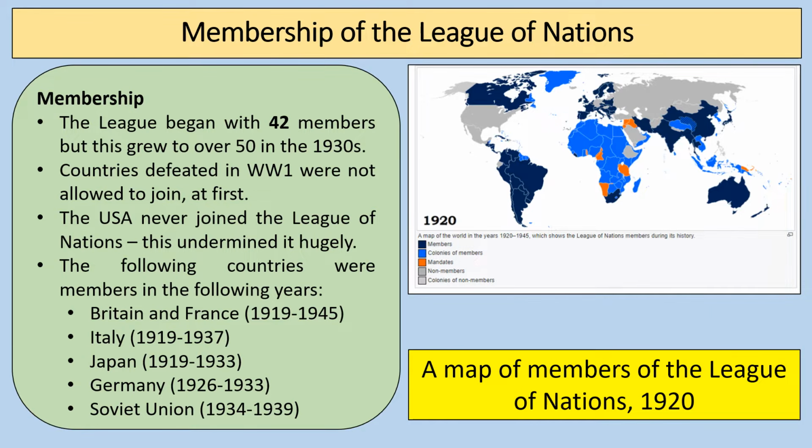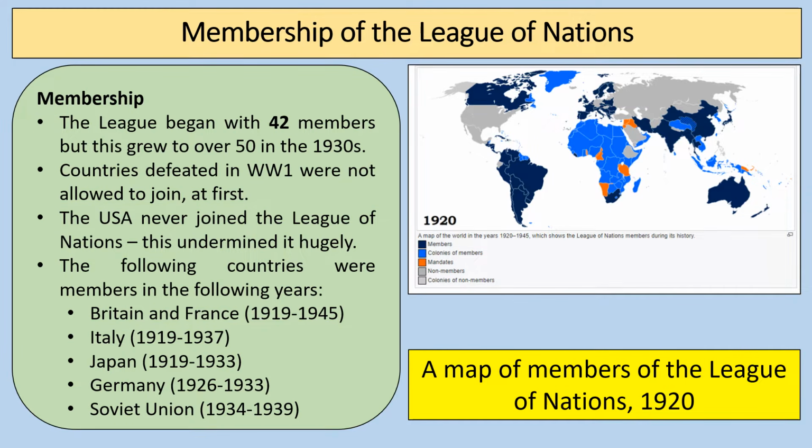But what's absolutely crucial for you to understand at the start is that countries that were defeated in World War I were not allowed to join at first. The key one to understand as well and get into your minds is that the USA never joined, and you'll probably remember the gap in the bridge cartoon, which is a wonderful metaphor for showing this. So these show you the key countries and when they were members.